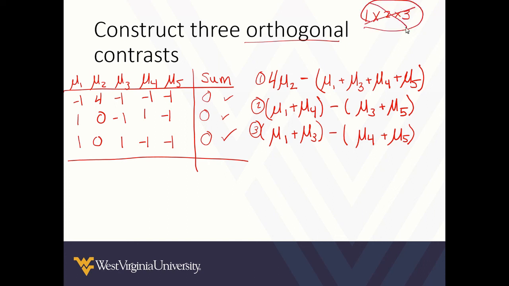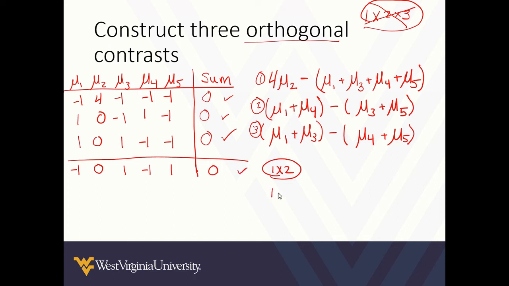Remember, the rule says the dot product of a_i times b_i must equal 0. So what we're honestly going to have to do is multiply contrast 1 times contrast 2, contrast 1 times contrast 3, and contrast 2 times contrast 3. And so we'll start by doing contrast 1 times contrast 2. Negative 1, 0, 1, negative 1, 1. And we can add that up, and that will equal 0.